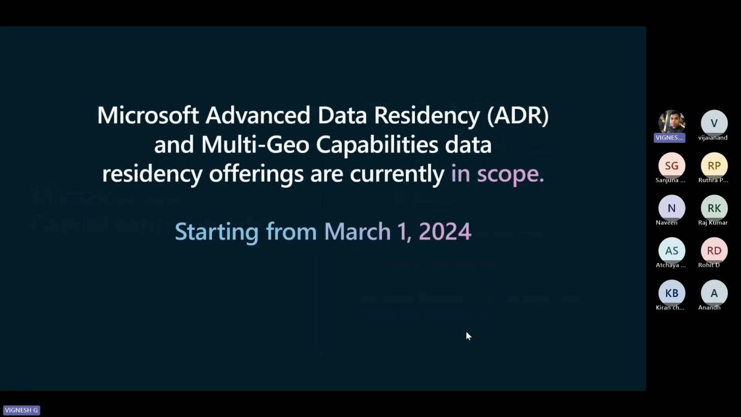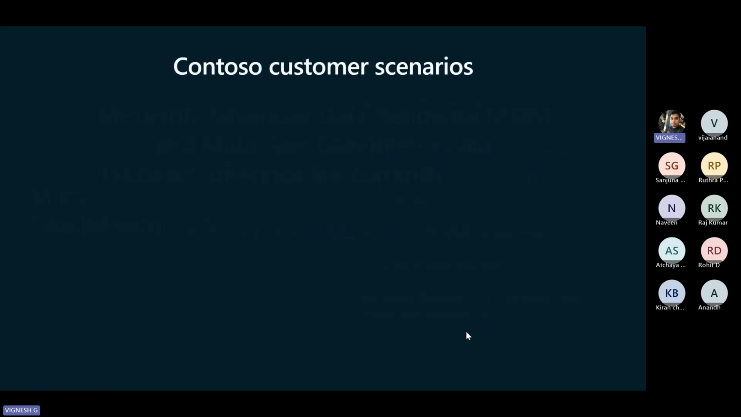And as I said, the ADR and multi-geo capability, which is a data residency offering, is available starting from March 1, 2024 onwards. That was not the case when the product went GA. Now, everything which I spoke about might have looked a bit cloudy for you.